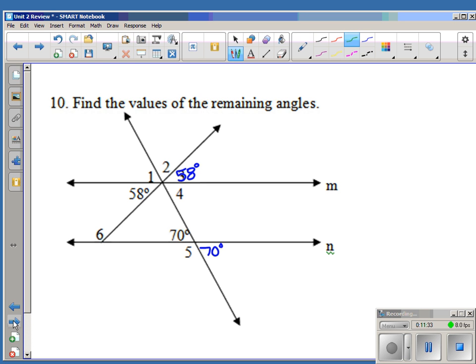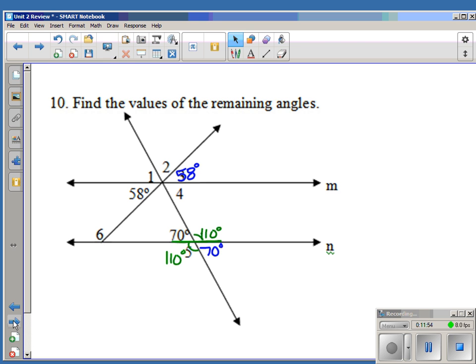Now I'm going to start looking for my linear pairs. So I see that 70 and this angle lie on a line. So that must mean this is 110, because 180 minus 70 is 110. And I now know that 5, those two are vertical angles, right? Now the tricky part is getting angle 6 or getting angle 4.